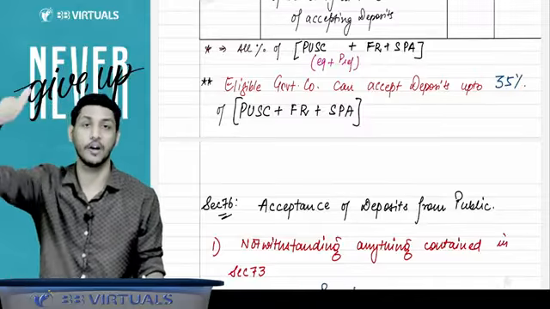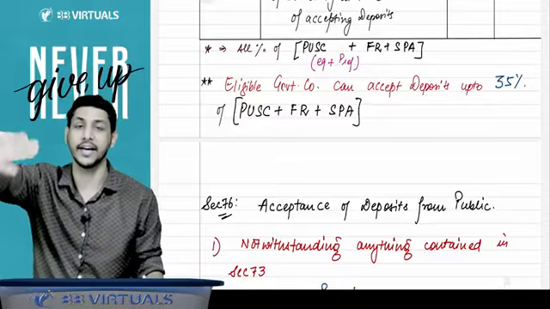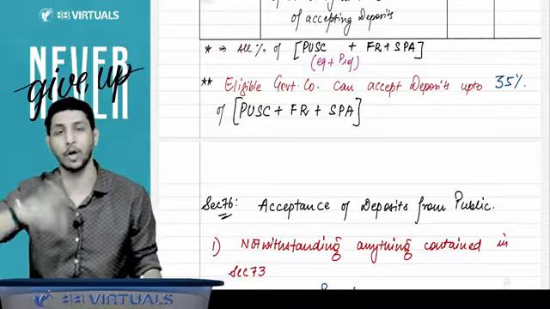Suppose there is a government company, and that company wants to accept deposit from the members also and the public also.